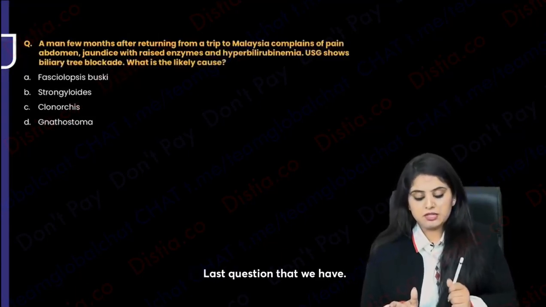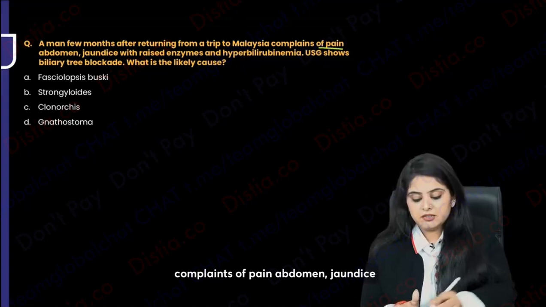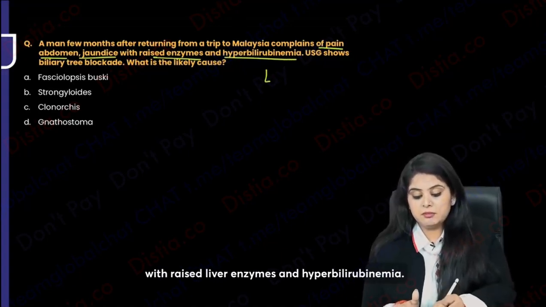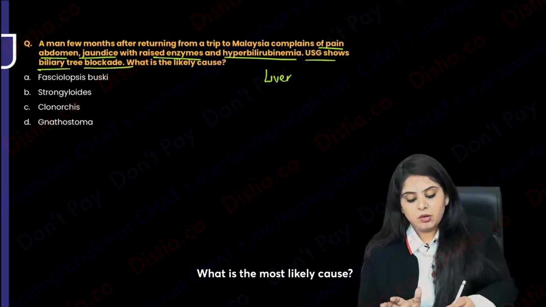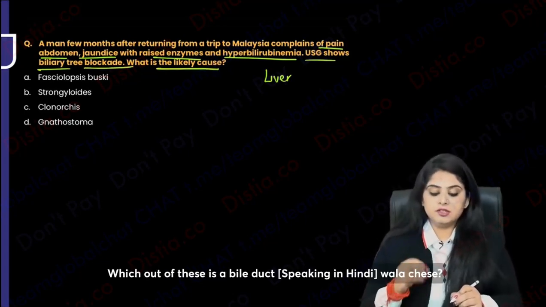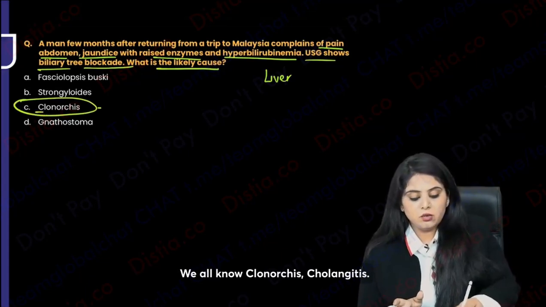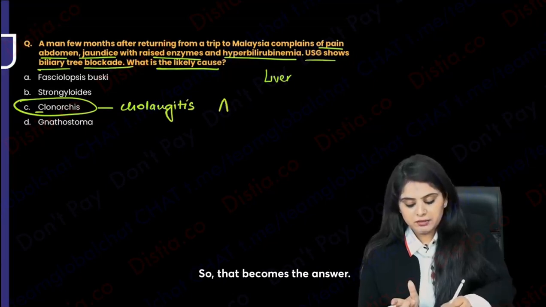Okay, last question that we have. A man, a few months after returning from a trip to Malaysia, complains of abdominal pain and jaundice with raised liver enzymes and hyperbilirubinemia. Liver and bile duct have been clearly involved. What is the most likely cause? Which out of these is a bile duct one? We all know Clonorchis, cholangitis. Clonorchis and cholangitis go very well together, so that becomes the answer.